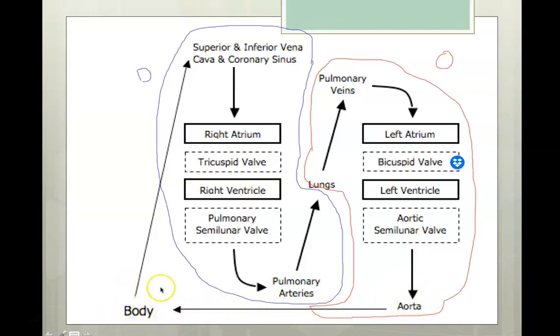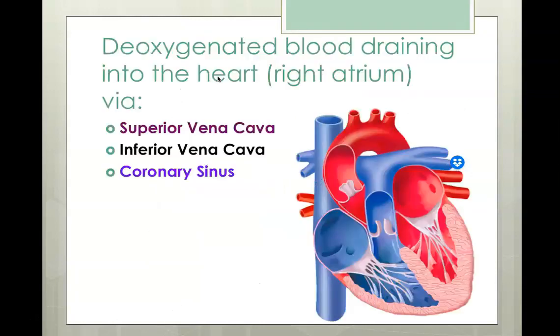The body will use up that oxygen, and then the blood will become low oxygenated or deoxygenated and send it back to the heart via the superior and inferior vena cava and coronary sinus once again. And we'll go through the route. So we're going to look at the specific components at this point, starting off with how deoxygenated blood comes into the heart.